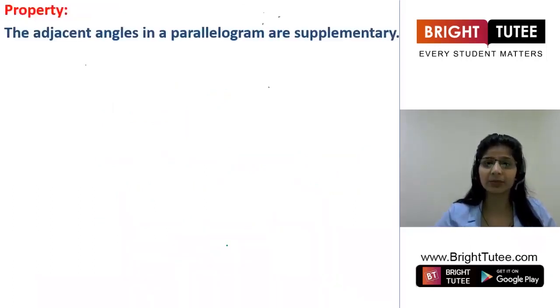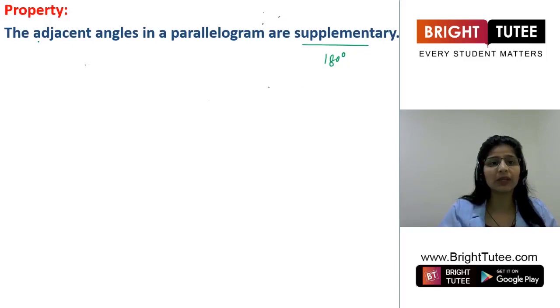Here comes another property. The adjacent angles in a parallelogram are supplementary. What do we mean by supplementary angles? Supplementary angles are those whose sum is equal to 180 degrees. Right, and what do we mean by adjacent angles? As we have already discussed in the elements of parallelograms. So let us draw one parallelogram.